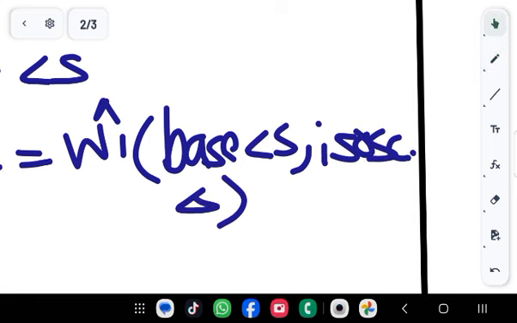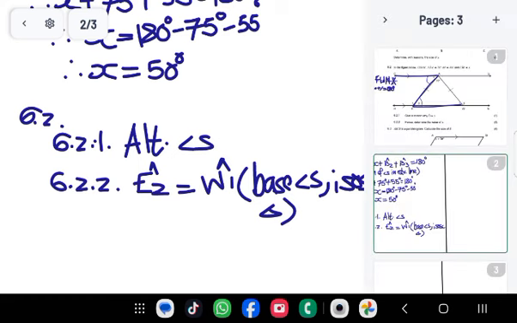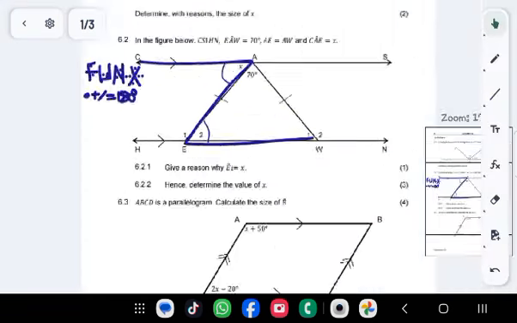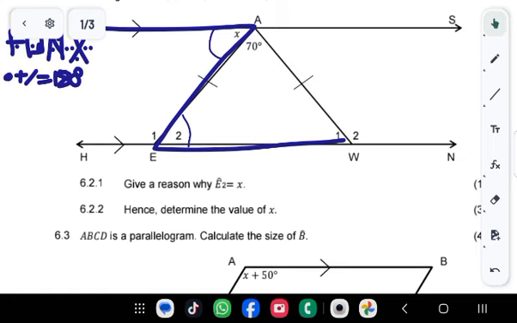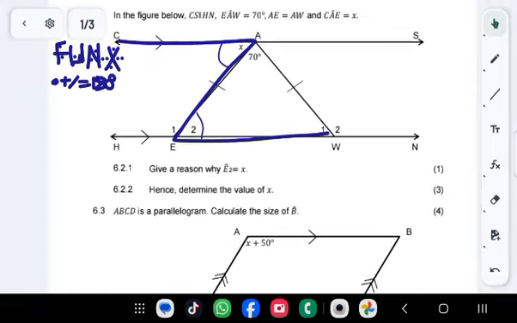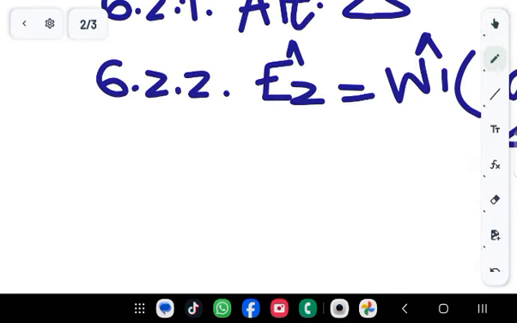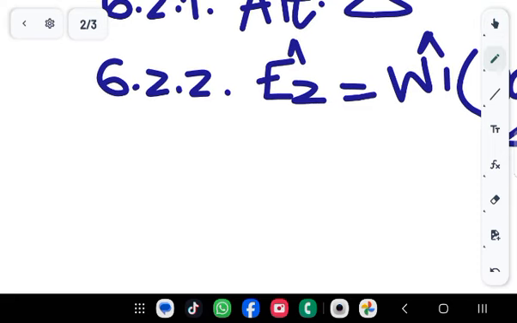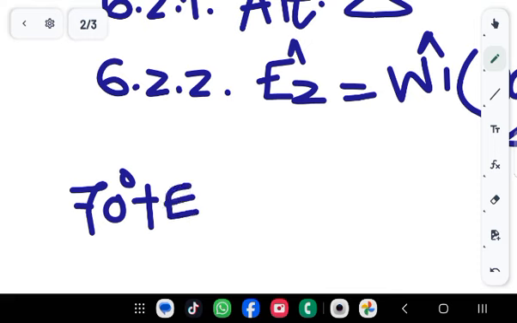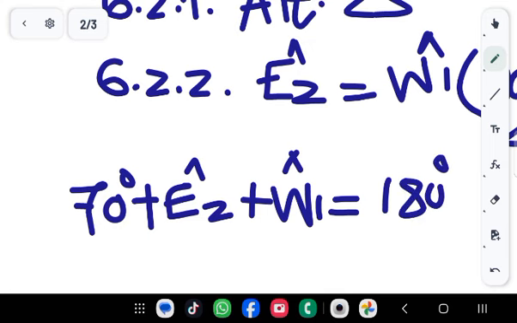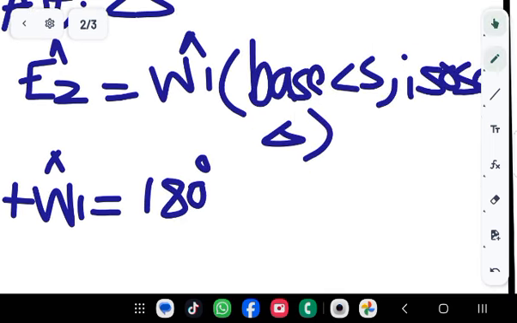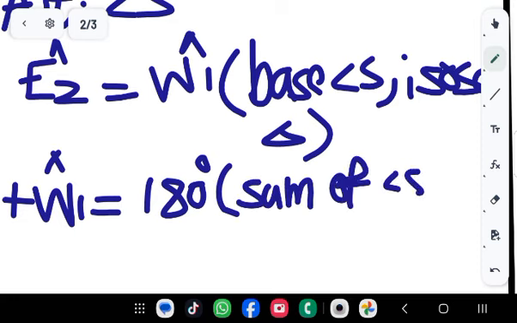Triangle. That's the reason why they are equal. Also, we know that the sum of these three angles in a triangle will be 180 degrees. Therefore, angle 70 degrees plus 70 degrees plus angle E2 plus angle W1 add up to 180 degrees. And the reason why that is the case is because it's the sum of angles in a triangle.